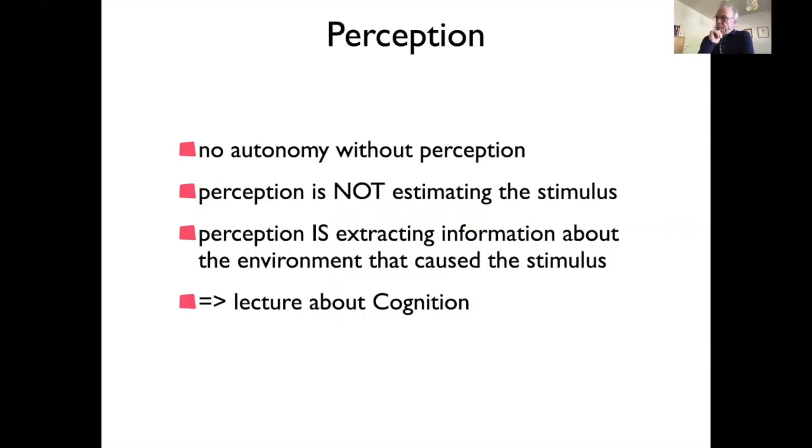So perception is, of course, critical to autonomous robotics, as I defined it, acting based on your own sensory information, and that actually means based on your own perception, because what you do in perception is extract information about the environment. Perception is sometimes misconstrued as being estimating the stimulus. That's something like image processing. That's not actually what perception is. It's about extracting information about the environment.